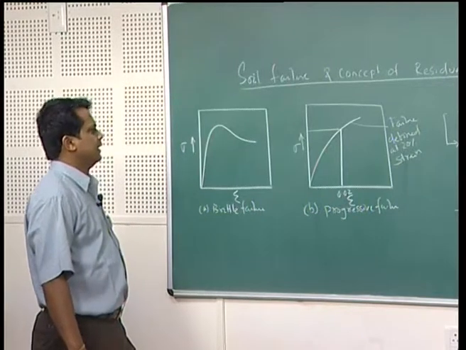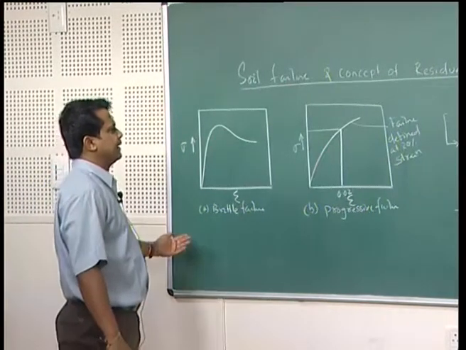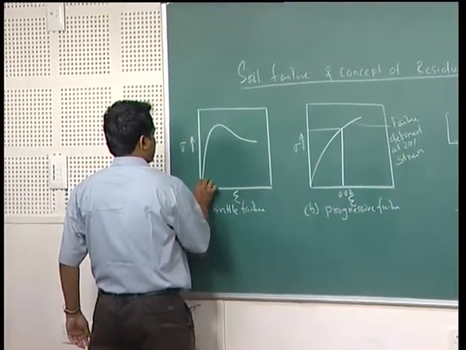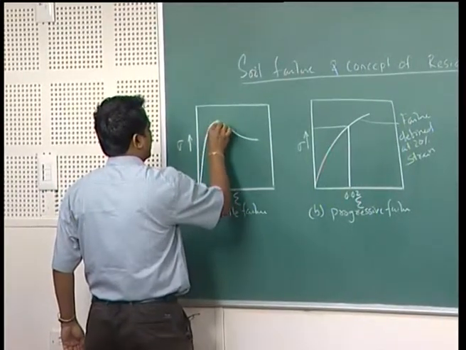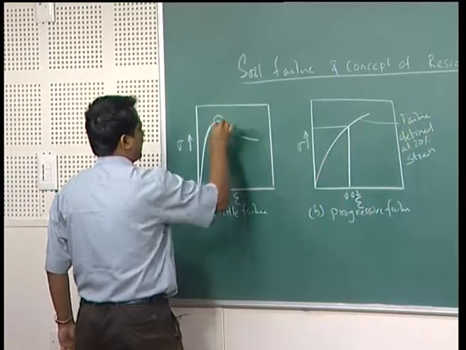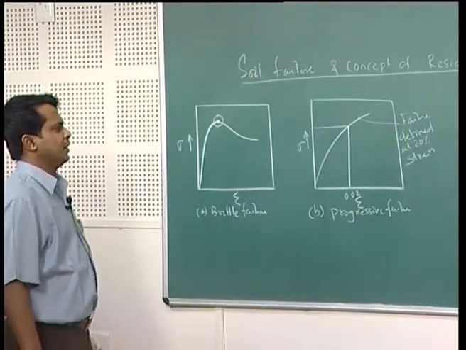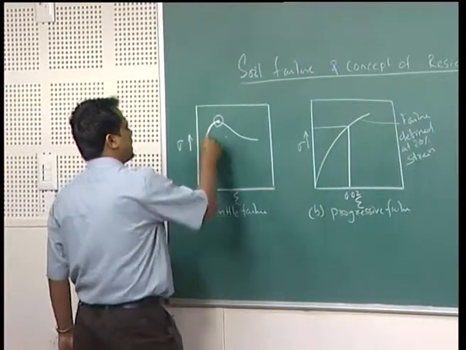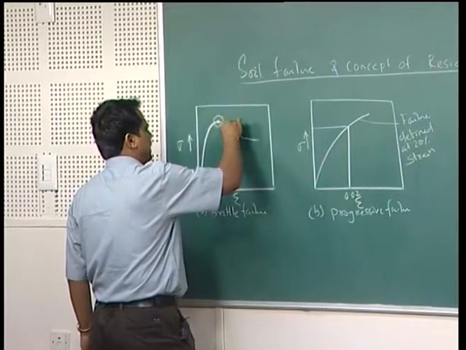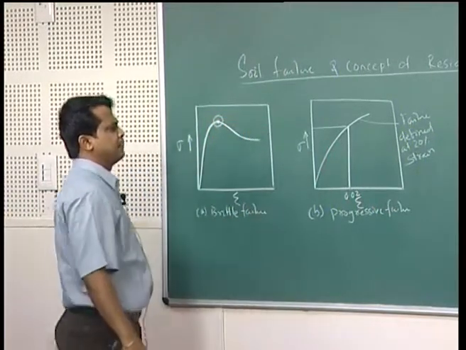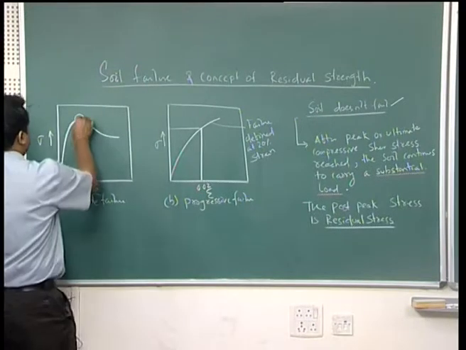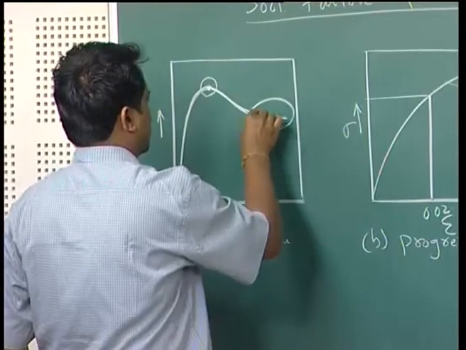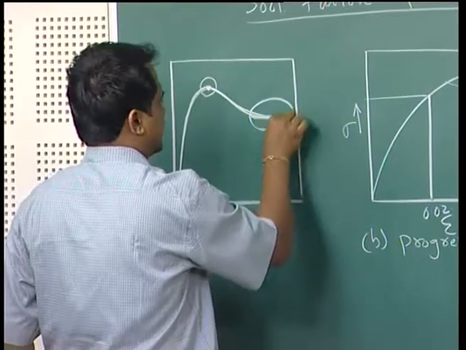If you look here, in case of brittle failure, the soil will attain a peak or ultimate. In the stress versus strain plot, the stress increases with increase in strain and reaches a peak. This is called the peak or ultimate compressive shear stress. Then what will happen after that? The soil doesn't fail completely, it will take some load. That means the post peak stress is called residual stress.